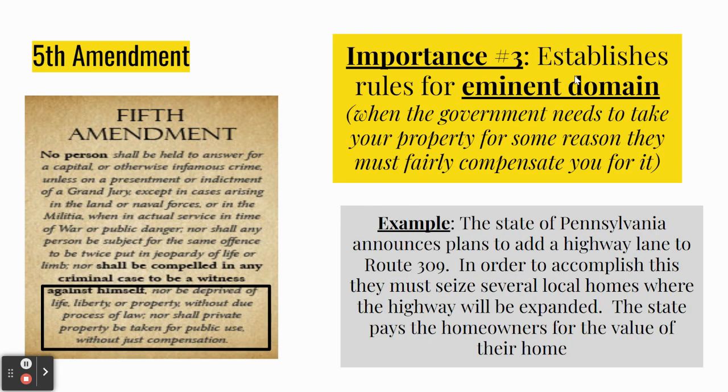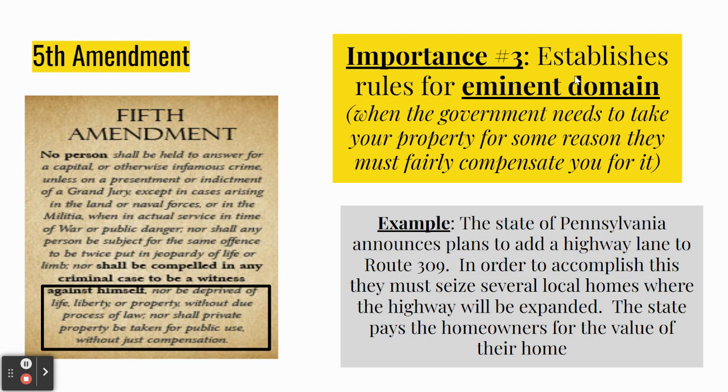The third important thing that the Fifth Amendment establishes are rules for eminent domain. Eminent domain is when the government seizes your property for some reason. It just requires they have to give you compensation for the land that they're taking against your will. So, extreme example: let's say the state of Pennsylvania announces plans to add an extra lane to Route 309, which is a highway that's not that far away. In order to accomplish this, they need to seize property from local homeowners so the highway can be expanded. This would require the state of Pennsylvania to pay these homeowners fair value for whatever property they're taking. They just can't take the property. They have to fairly compensate them for it.